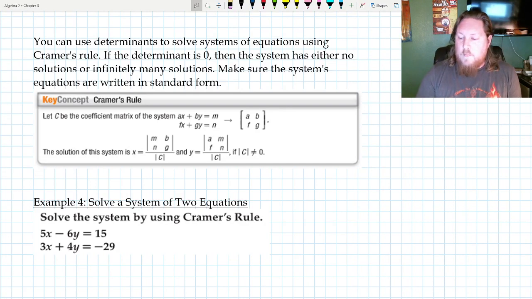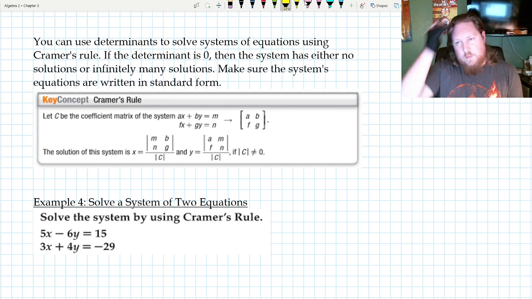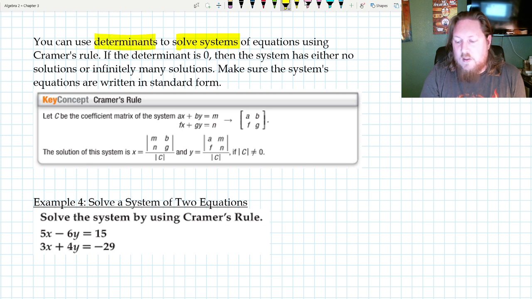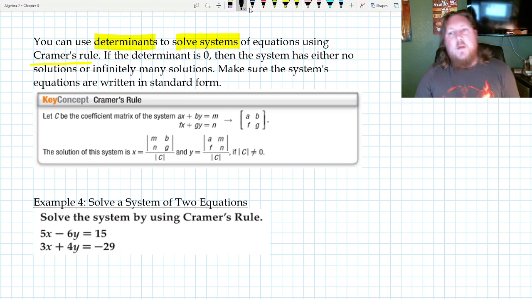Now we're getting into Cramer's rule, where we're actually going to try to solve a system using determinants. And what we're using is this thing called Cramer's rule. An important thing here is you have to start with the system of equations in standard form.